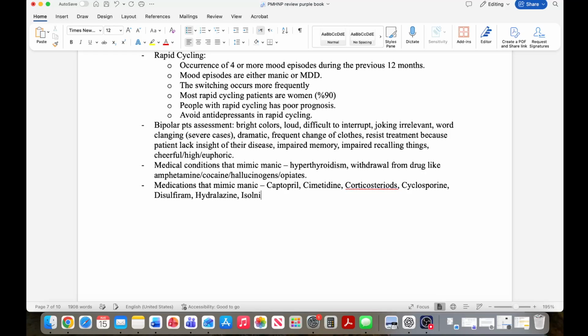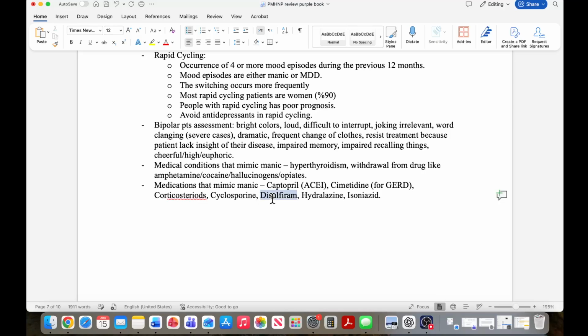Hydralazine. Oh no, I didn't know hydralazine would cause that. All right. So captopril, that's an ACE inhibitor for hypertension. Cimetidine, that's an H2 receptor antagonist. It's for GERD. And corticosteroids, we know those already. Cyclosporine, that's an immunosuppressant to prevent organ transplant rejection.